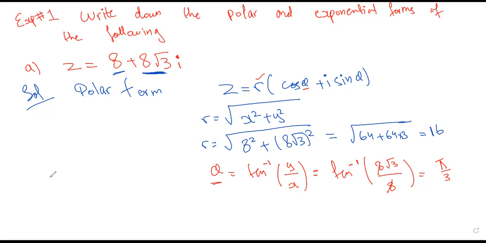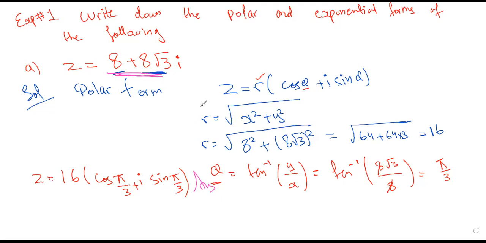So this would be z equals r, that is 16, cos theta, that is pi by 3, plus iota sine pi by 3, right? This would be the polar form of this complex number. Did you understand this?